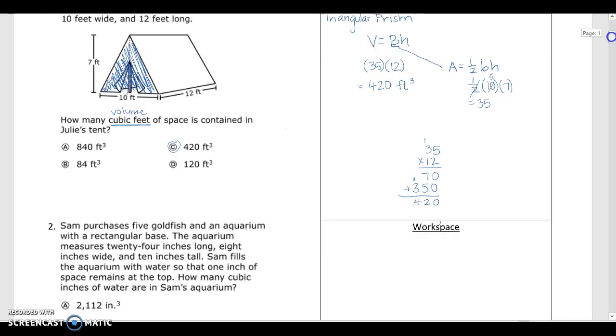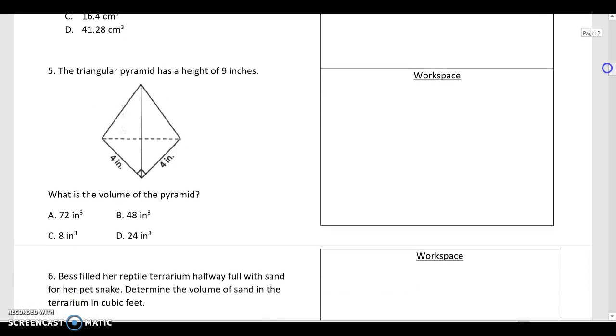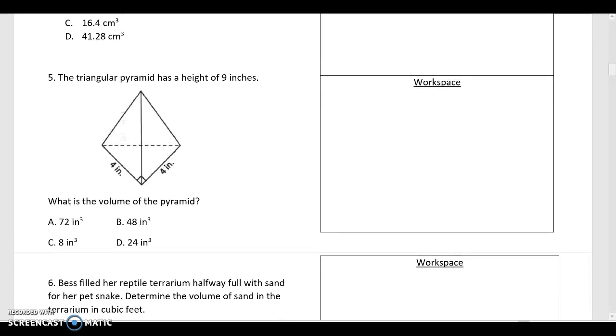Okay, so the next one, I want you to skip down to number 5. Let's take a look at this one together. It says the triangular pyramid has a height of 9 inches. I'm going to draw that in. It says, what is the volume of the pyramid? So it's telling me it's a pyramid. And what shape is my base? If I shade in my base, pyramids are always sitting on their base, right?